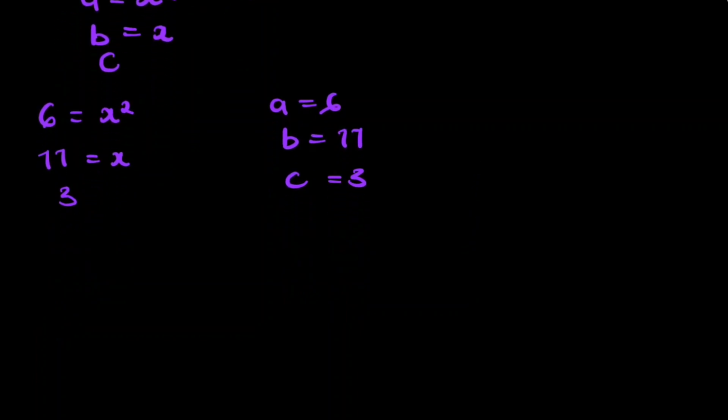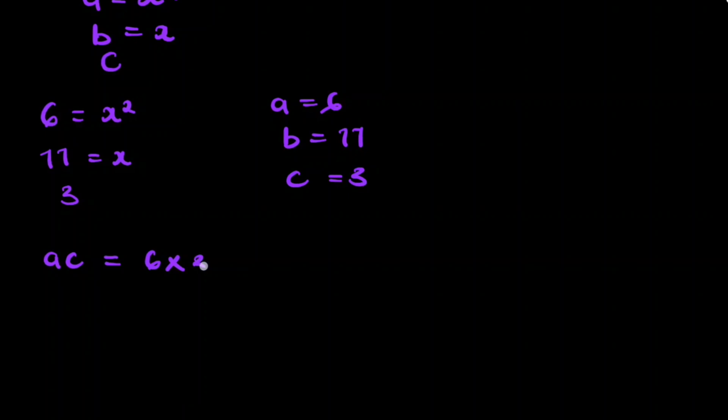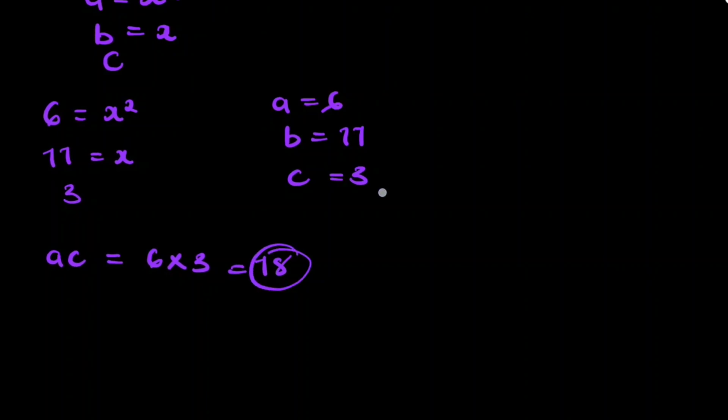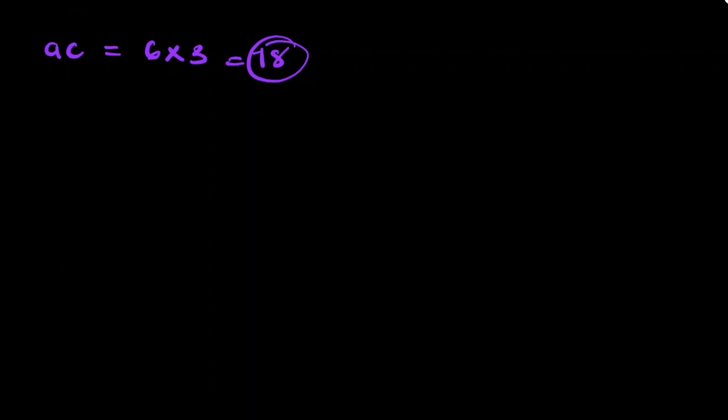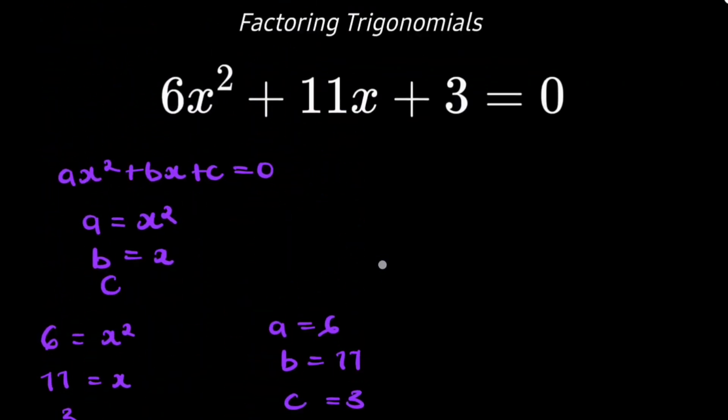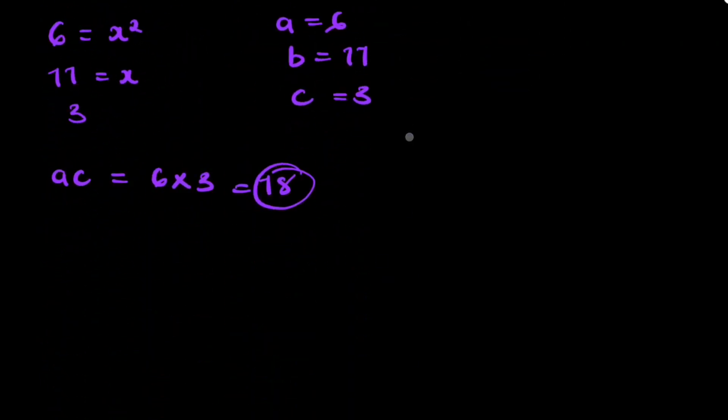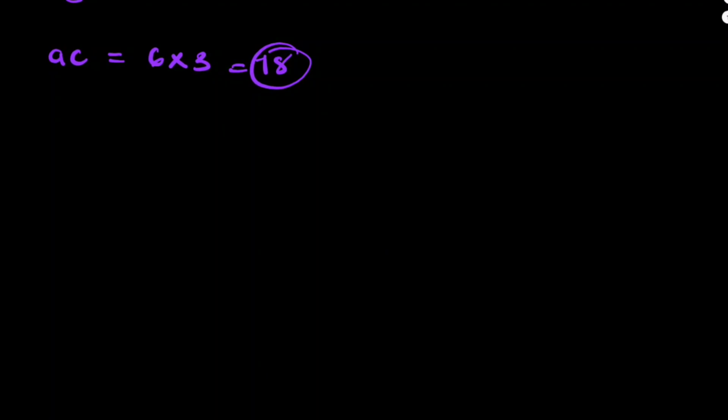Now we are going to multiply A and C. So we're going to do the AC method. A times C is simply 6 times 3, which is 18. Now we need two numbers that will multiply to give us 18, and that will add up to give us 11. When you add, it's going to give 11, and when you multiply, it's going to give 18.